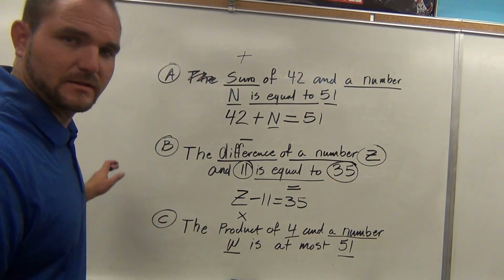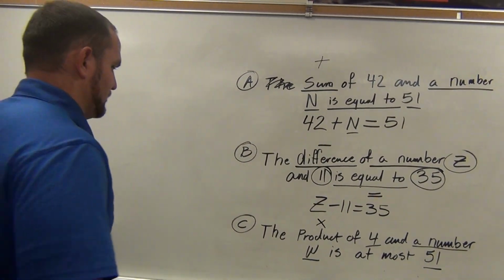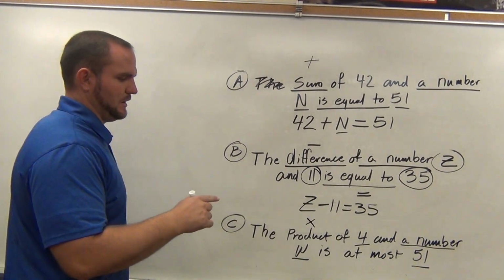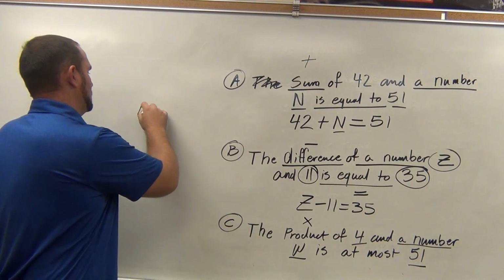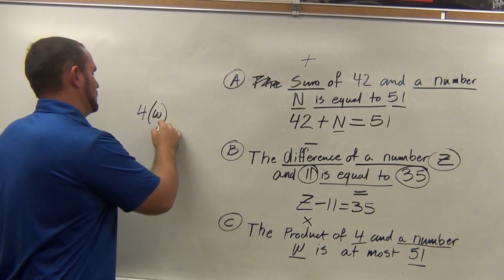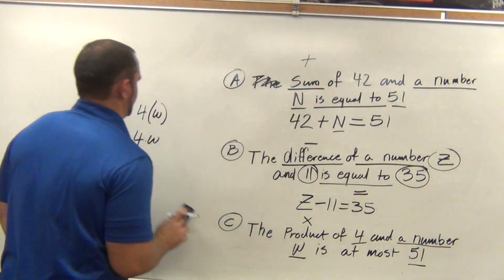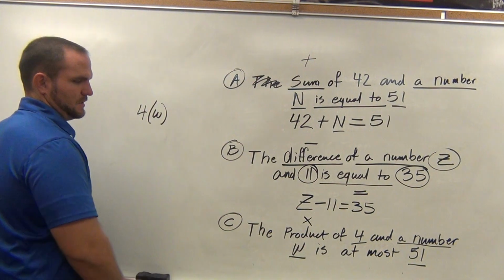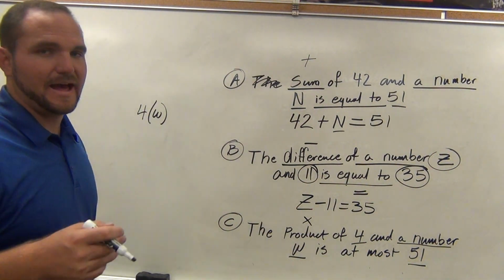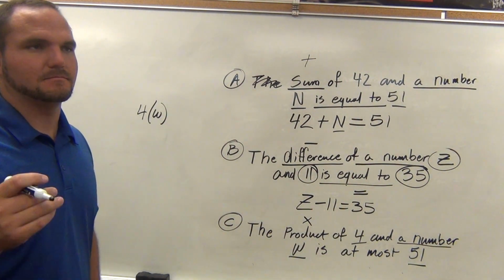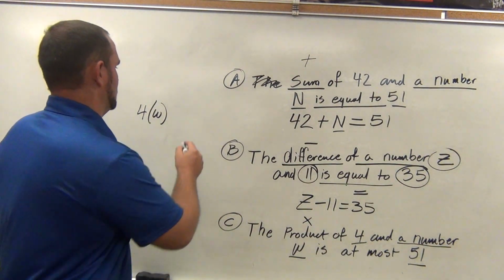So multiplication. Okay. So I'm going to write this over on this side because it's a little far down on that example page. So the product of 4 and a number w. Multiply 4 and w. Could look like that. Could do like that. Same thing. Stick with this one probably. It keeps you on the right track there. So the product of 4 and w is at most. So at most. Now 51. I'm going to just put this up here.